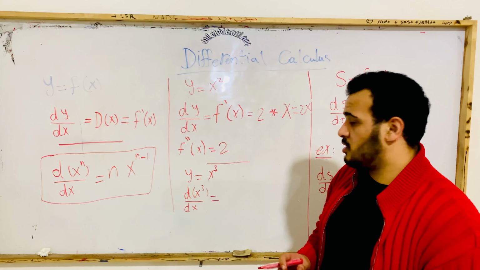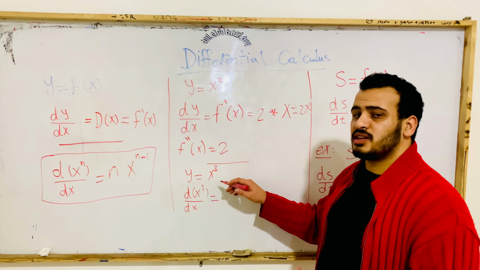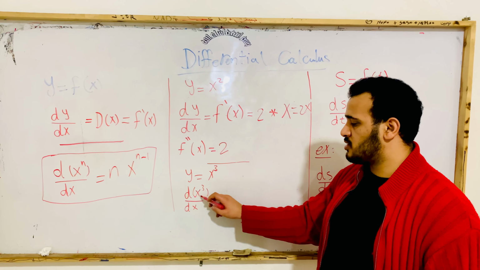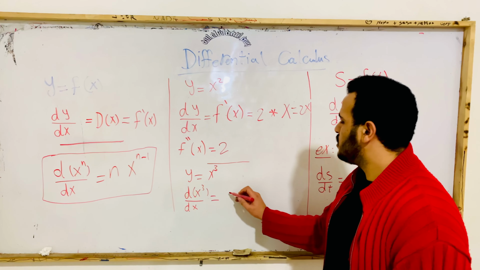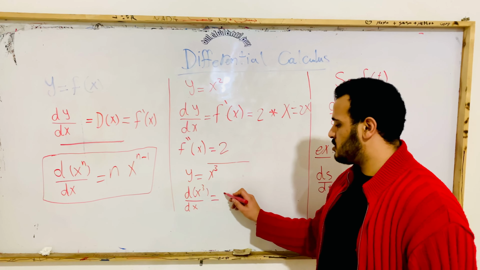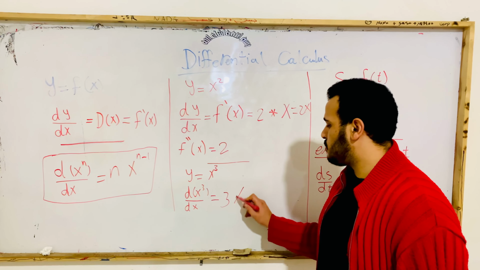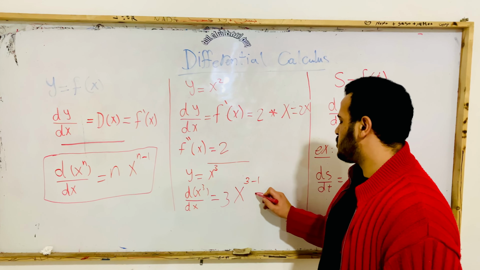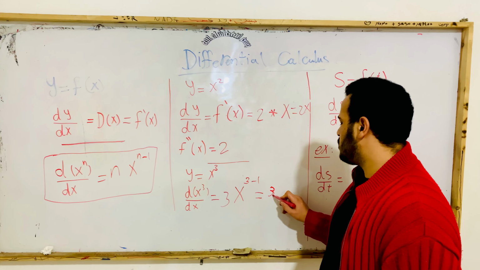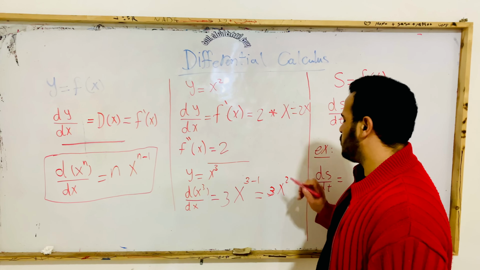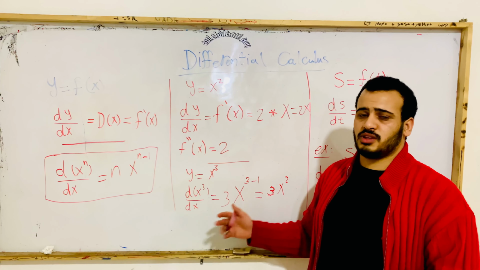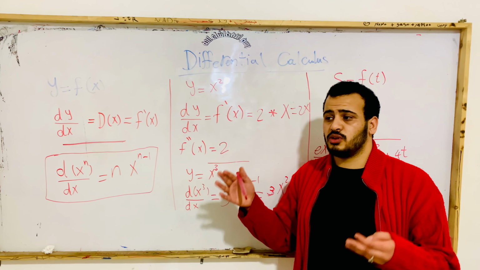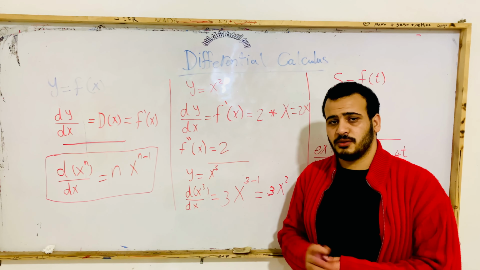Let's pick another one. Here's y equals x cubed. To find the derivative of x cubed by dx, here n is 3, so it's going to be 3 times the base, which is x, raised to the power 3 minus 1. So it's going to be 3x raised to the power 2 only as a result. This is a simple process in which you can find the derivative of a function.